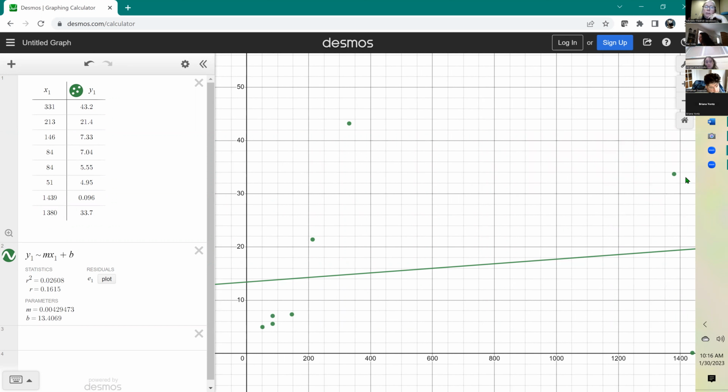So the outlier here, 1380. Oh, it's down here. Okay. Why is it 0? Oh, because it's so low. I don't know. What's this one? Oh, 0.096. Yeah, that's almost 0. So these two are outliers.